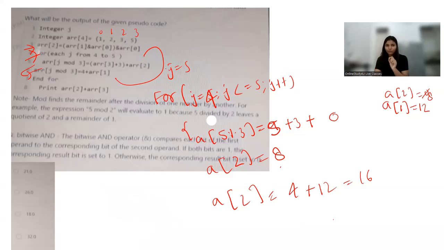This time the condition will be false. We will come out of the for loop and at the end of the day we need to print array of 2, that means 16 plus array of 3. So array of 3 is 5, right? So 16 plus 5 will become 21. So 21 will be the correct answer for this question. I hope it is clear to you.